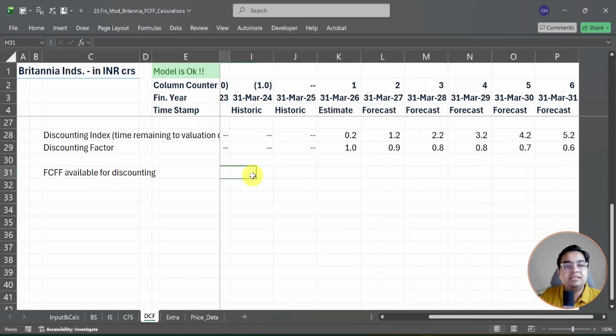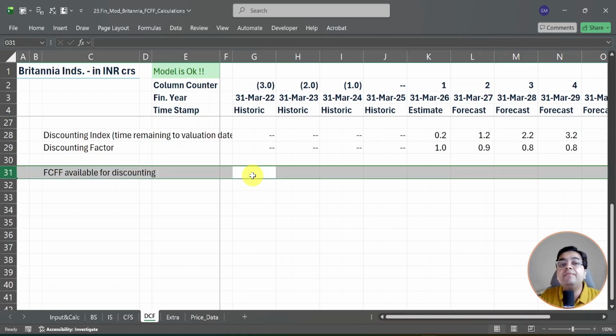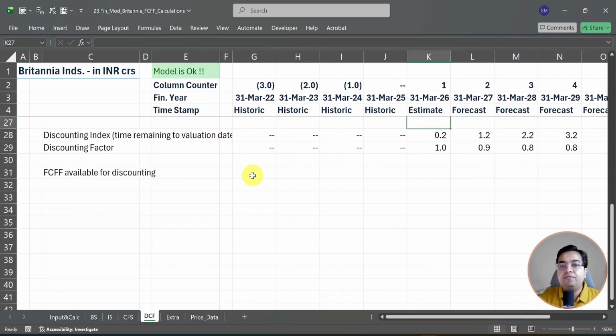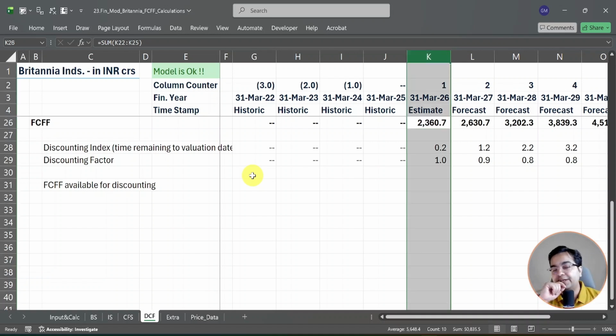Now let's address row number 31, which talks about FCFF available for discounting. As we said, for March 2026 there are going to be two portions of FCFF: one already completed up to the date of valuation, and second, all the FCFF which is yet to come after the valuation date. So we are only going to discount the FCFF coming after the valuation date till the closing of the financial year.